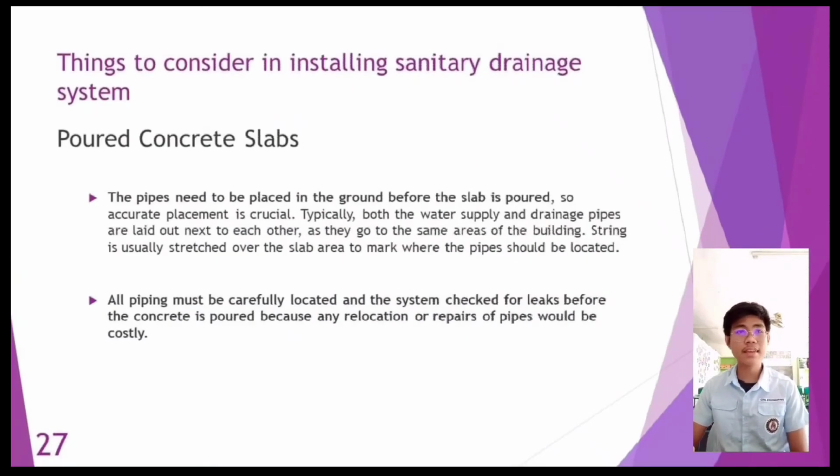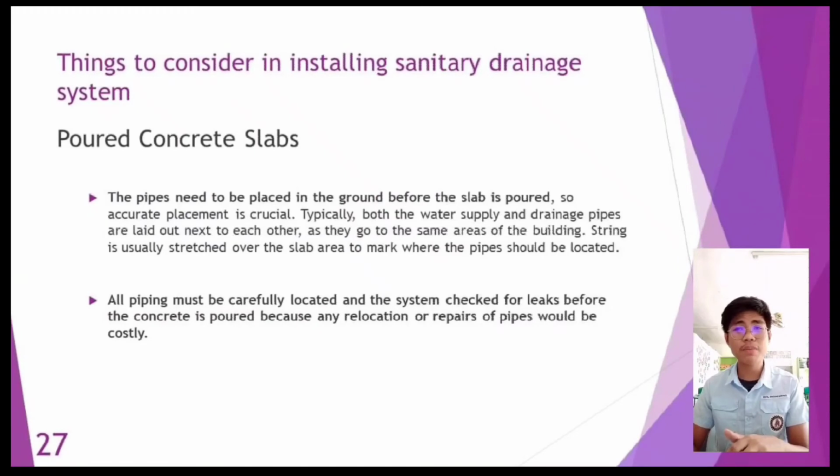So next is things to consider in installing sanitary drainage system. Poured concrete slabs. The pipes need to be placed in the ground before the slab is poured. So accurate placement is crucial. So sobrang mahalaga talaga. Kasi, di ba, once na nailagay na natin yung slab dun sa ginawa nating drainage system, hindi na natin pwedeng alisin or bakbakin yun agad-agad kung meron mang leaks. Kasi, mahal nga yung ginastos natin dun, tsaka magkakaroon pa ng double time sa paggawa nun.